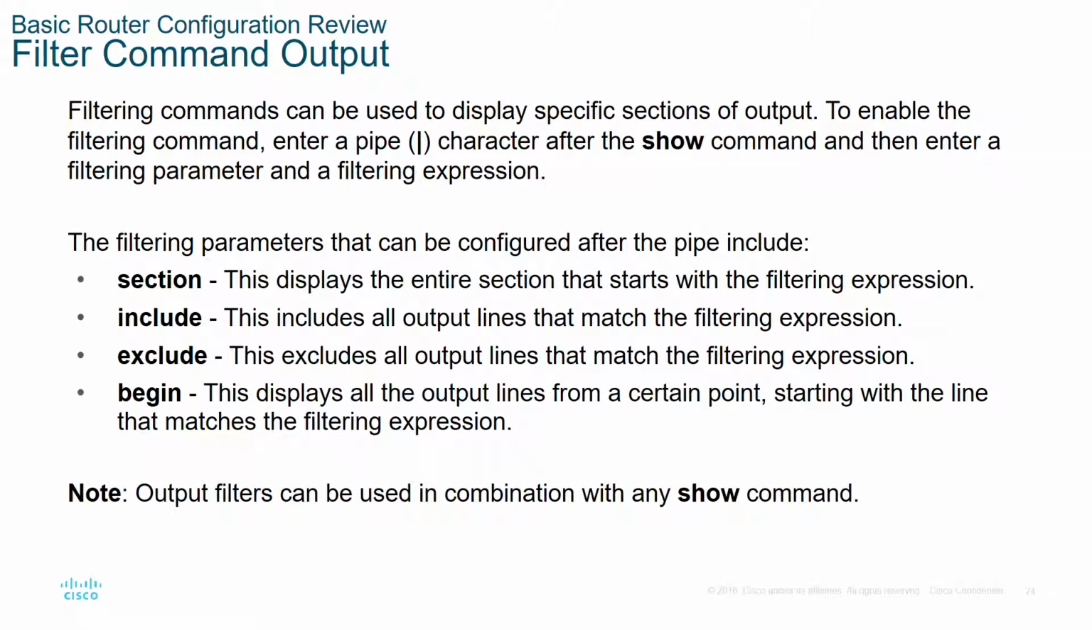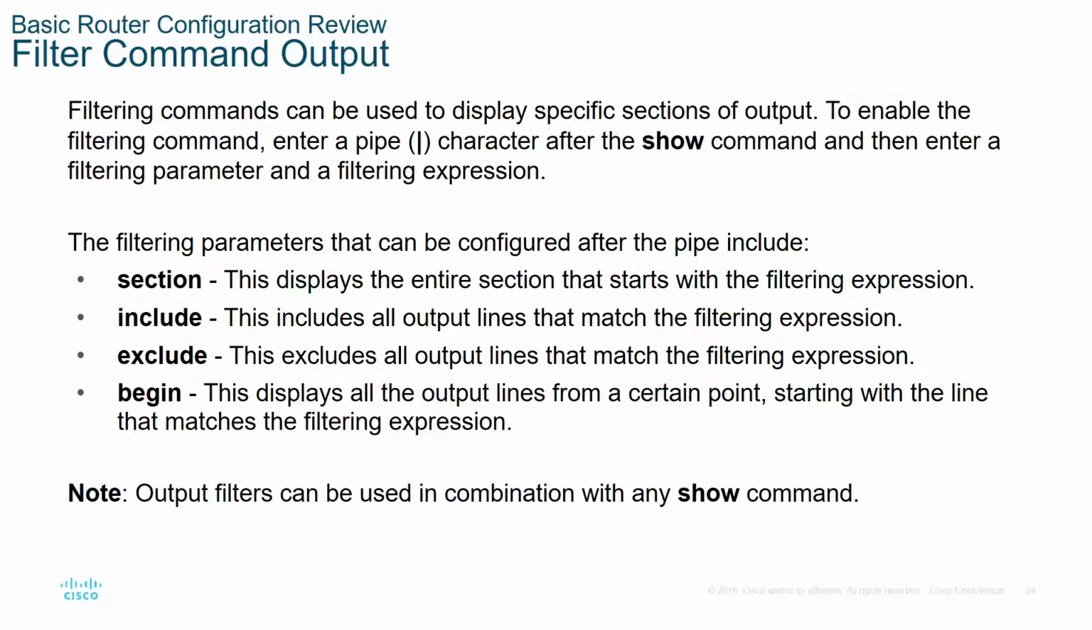Filtering command output. Filtering commands can be used to display specific sections of output. To enable the filtering command, enter a pipe, like a straight line bar character, after the show command, and then enter a filtering parameter and a filtering expression.